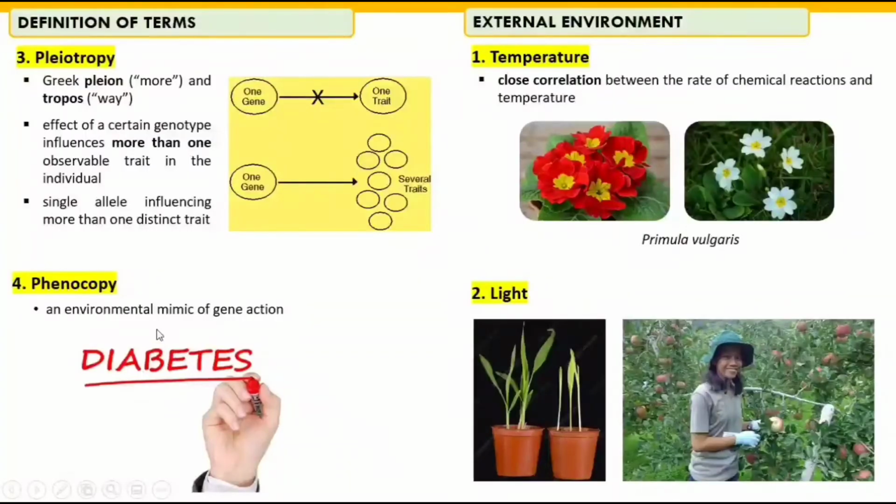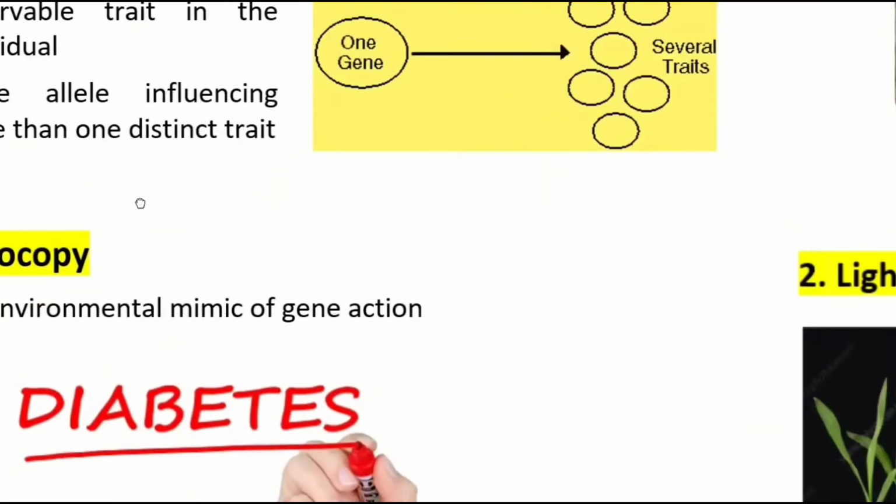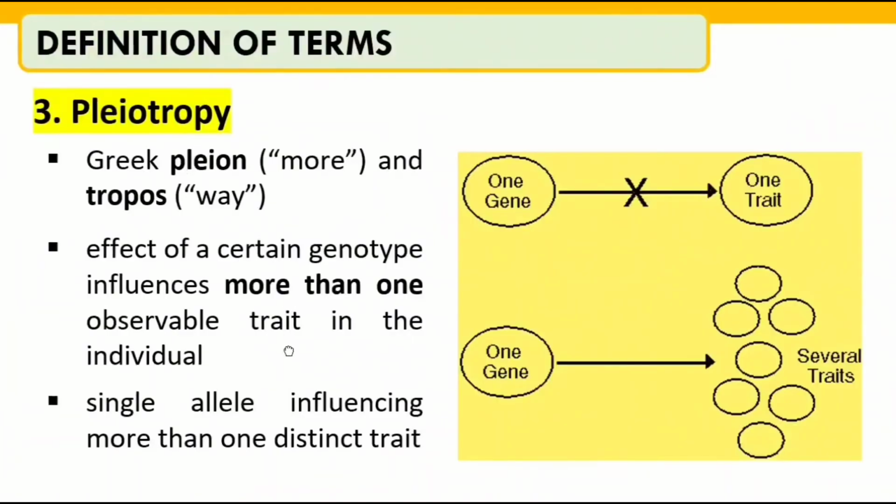So, doon naman tayo sa pleiotropy. So, actually, the word pleiotropy came from the Greek word pleion, meaning more, and tropos, meaning ways. So, many ways, parang ganon. And it is the effect of a certain genotype influencing more than one observable trait in the individual. It is also the phenomenon wherein a single allele influences more than one distinct trait.